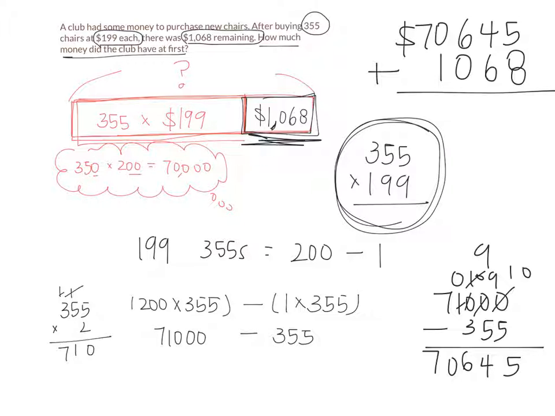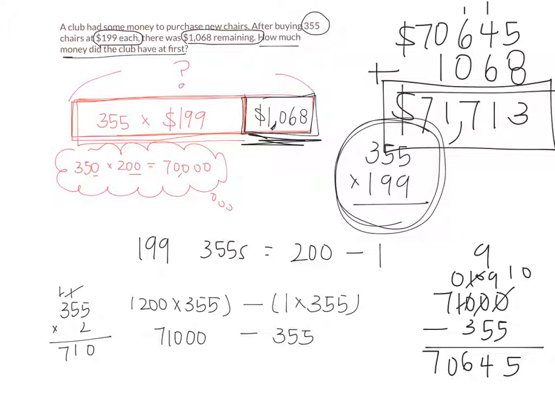Okay, so how many ones do we have all together? 13. So we're going to write the 3 and regroup the 1. Now how many 10s do we have all together? 11. So I'm going to write the 1 and regroup the 1. How many hundreds do we have all together? 7. How many thousands do we have all together? 1. And how many 10,000s? So how much money did they have all together? $71,713. And that is our answer right there.